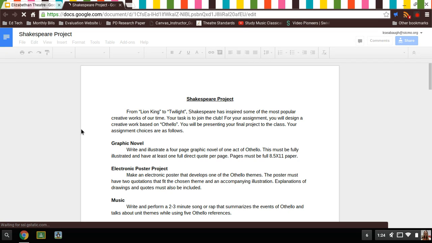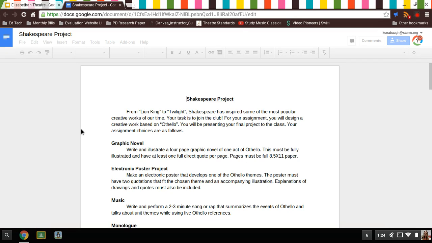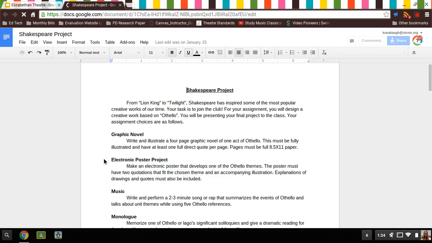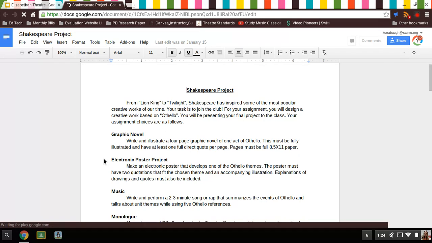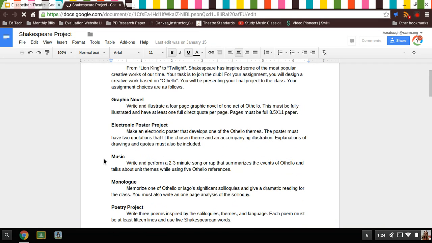Through your assignment, you will design a creative work based on Othello. You'll be presenting your final project to the class. So these are your assignment choices. So you can make a graphic novel. So you can write and illustrate a 4-page graphic novel of one act of Othello. So you don't have to do the whole play, just one act.